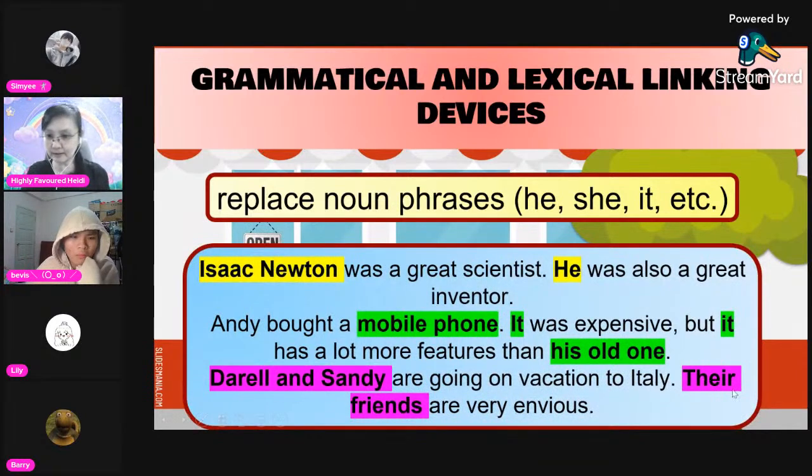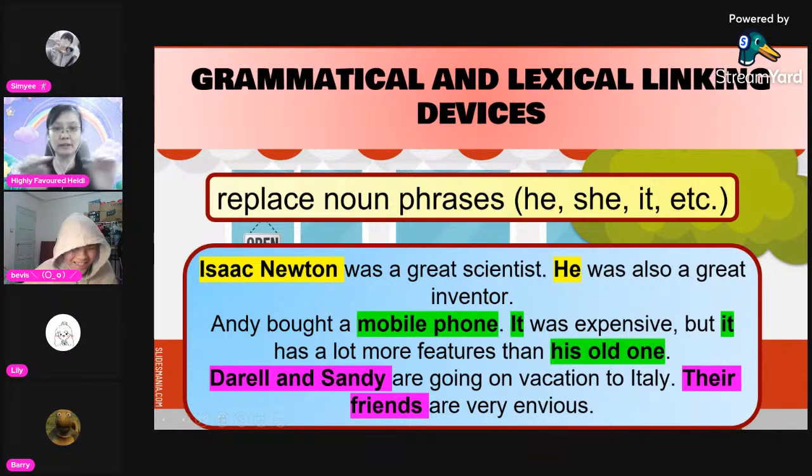Okay, let's have Bevis. Bevis, can you read? Isaac Newton was a great scientist. He was also a great inventor. Andy bought Mm. a mobile phone. It was expensive, but it has a lot of features than his old one. Daryl and Sandy are going on vacation to Italy. Their friends are very envious.